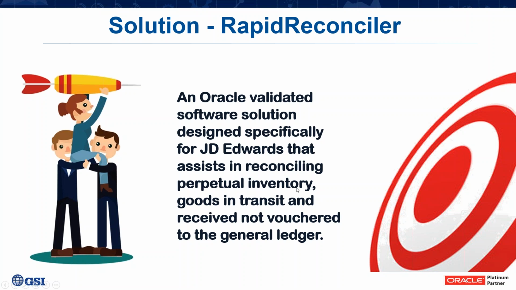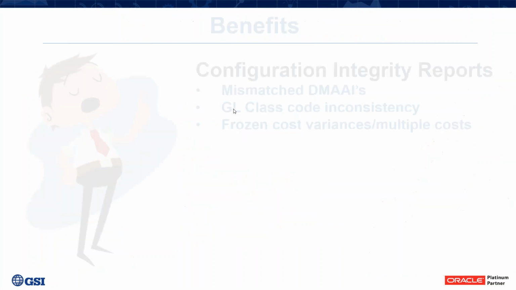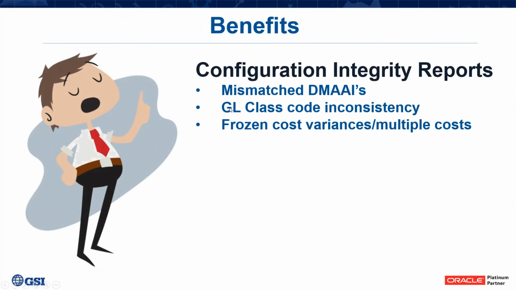So not only do we cover perpetual inventory, we also cover goods in transit, you know, the old STOT process, and received not vouchered as well. Something to consider. We're focused on inventory today.